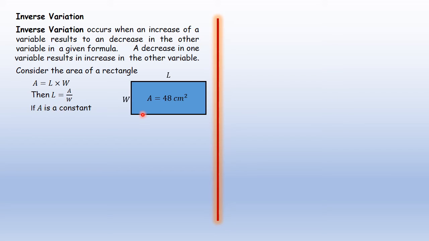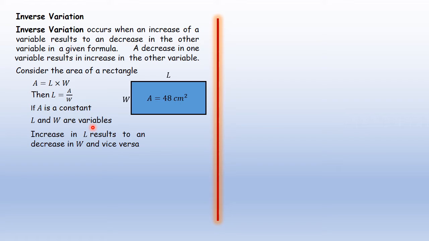A in this case is constant because it's a given figure. It's 48. However, we know that L and W are variables. Now, if that's the case, we can say that an increase in L results in a decrease in W and vice versa. That means if we want to maintain the area of the rectangle at 48, but the length is constantly changing, or we have options of picking different values of L, if I pick a bigger value of L, I need to pick a smaller value of W, and vice versa. And the opposite also means that if I pick smaller values of L, I need to pick bigger values of W. And that's what this statement here means.